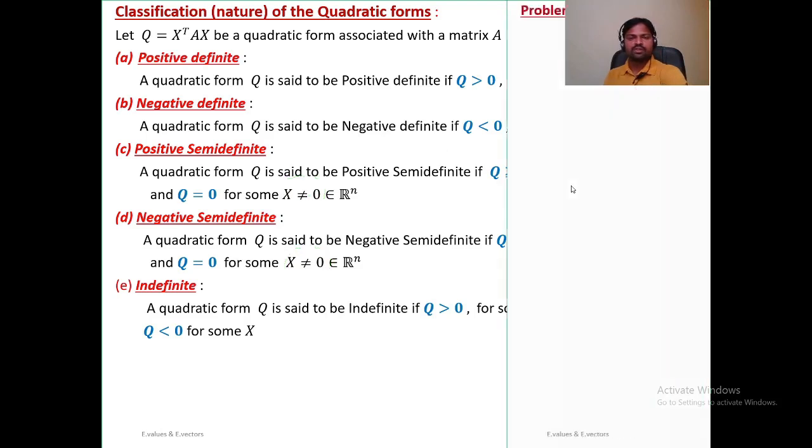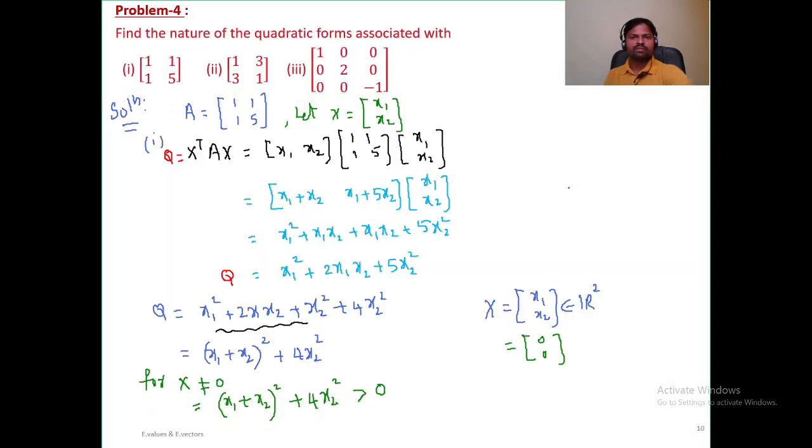For x not equal to 0, we have to verify this sign. So this is always more than 0. And can you find a non-zero vector such that this is equal to 0? For example, let me take 1 and 0, which is not equal to 0. x1 is 1, x2 is 0. 1 squared is 1, plus 0, so I am getting 1. I am not getting 0.